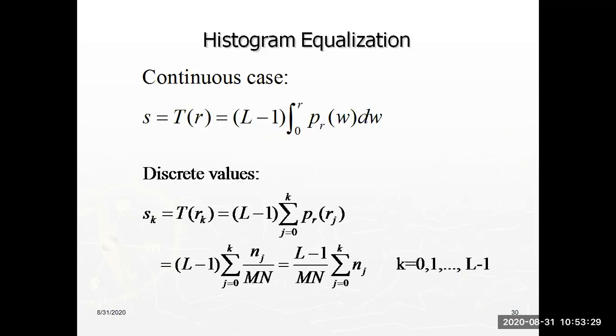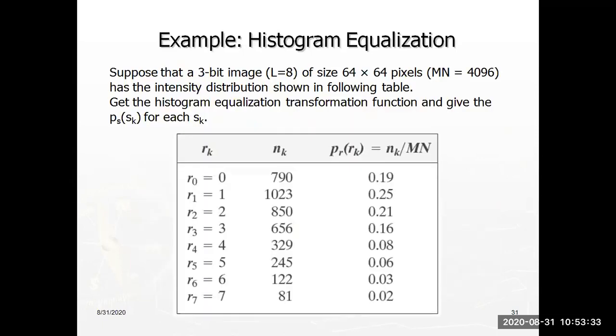Everyone remember this. With this formula, I am calculating a histogram equalization for a given example. My example is a 3-bit image with L equals 8, that means 8 levels, 0 to 7. The size is 64 by 64 pixels, so the total number of pixels is 4096.